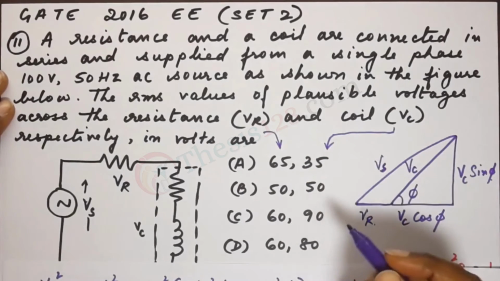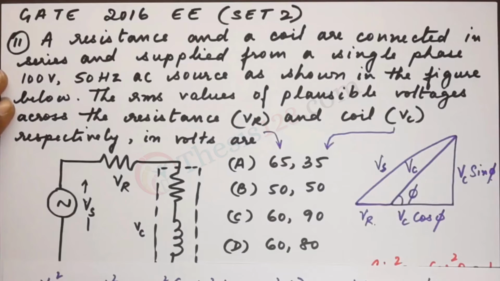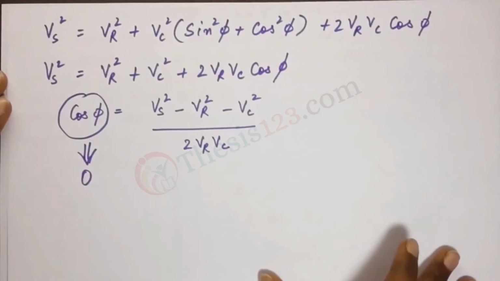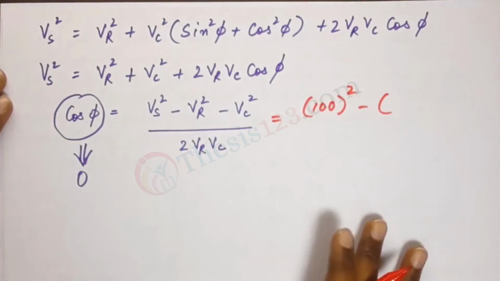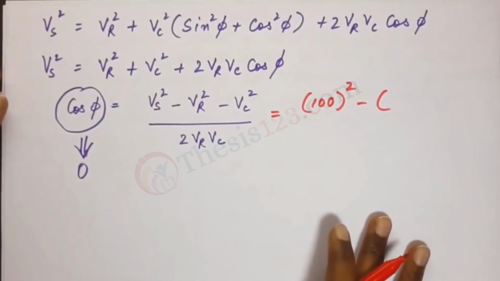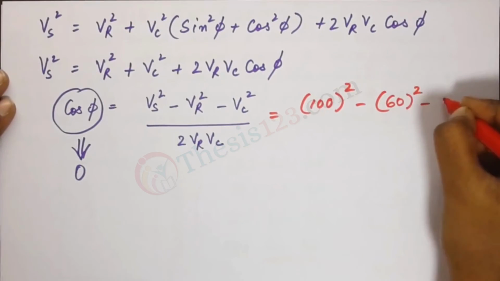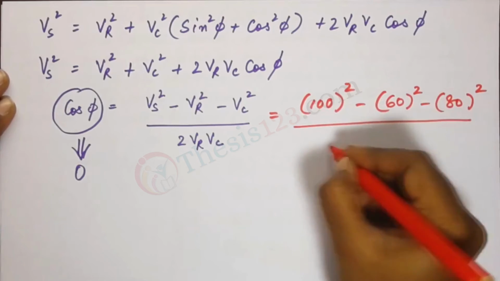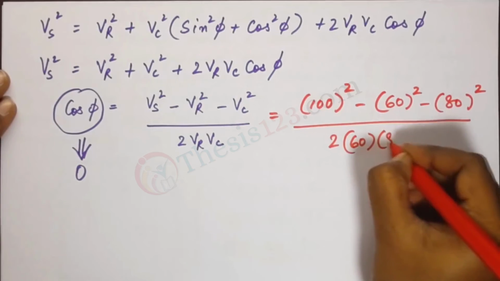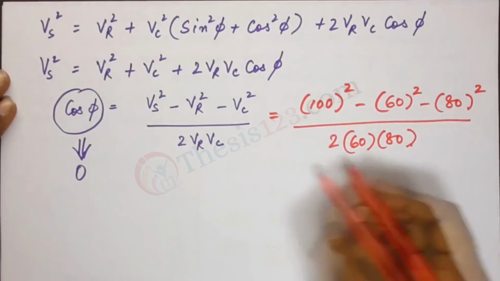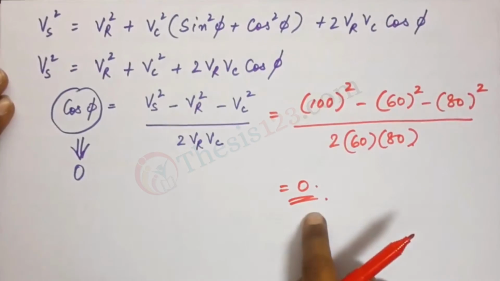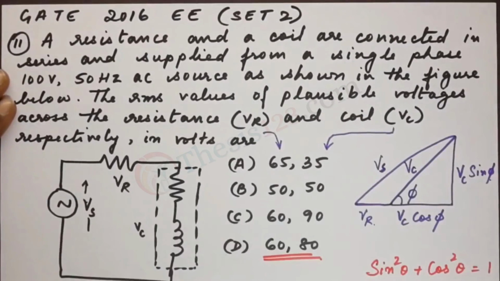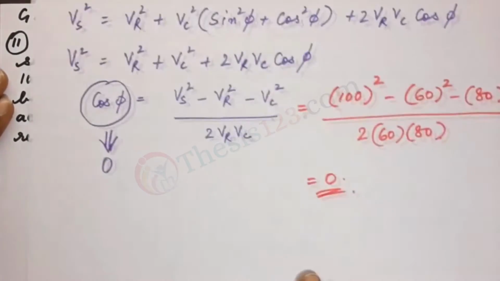So according to the calculations, we see that D satisfies 60 and 80. So we'll just check that. So that's 100 square minus Vr is 60 square minus 80 square divided by 2 times 60 into 80. If you solve this, you will notice that this is 0. So for all values for which cos phi is 0 is the right answer. So here D is the right answer.